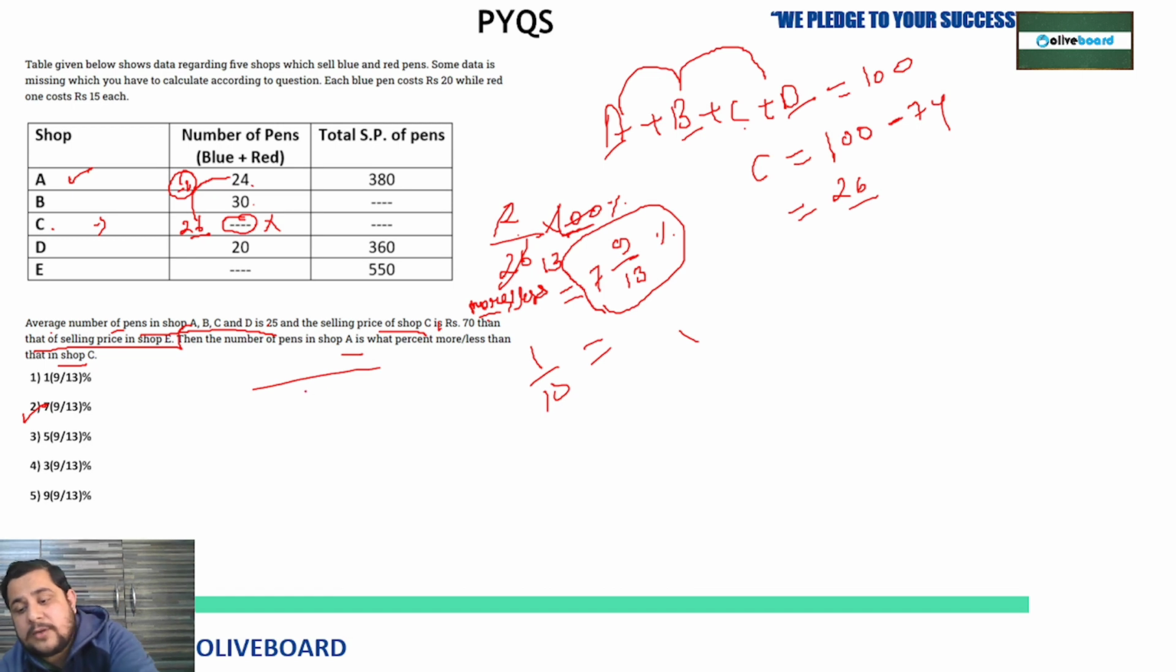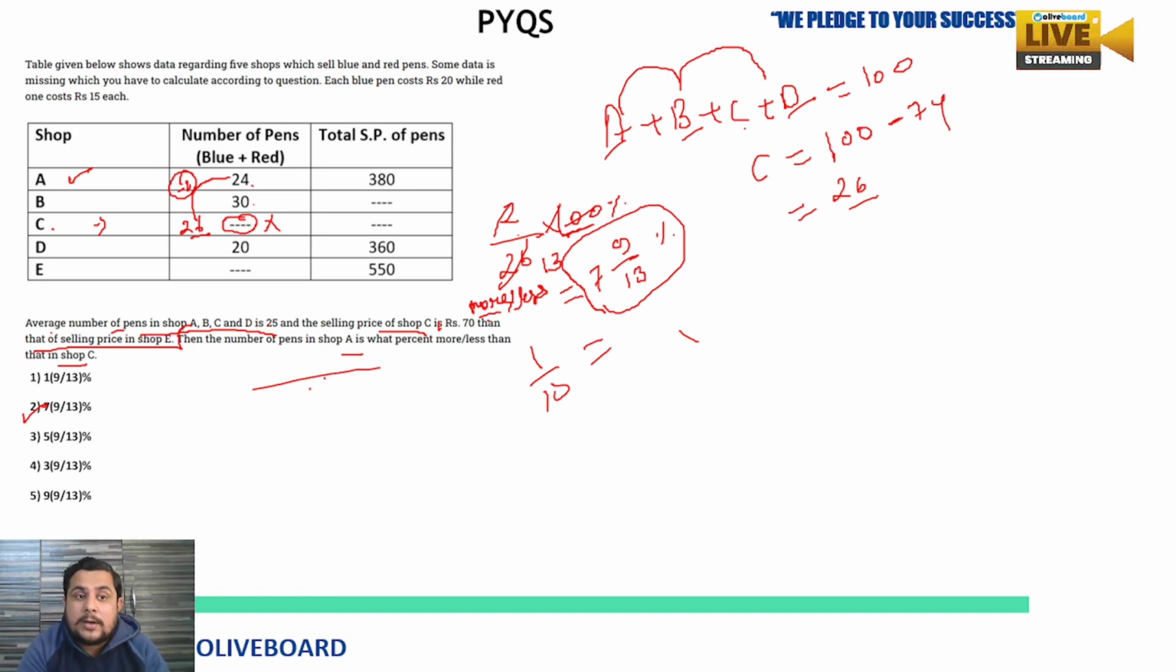So I hope you get it. Sometimes they will give you unwanted data, so you have to be careful and wise about it. You have to choose the data which is required. What we need to calculate, as per that, which data is required, that you have to choose wisely.